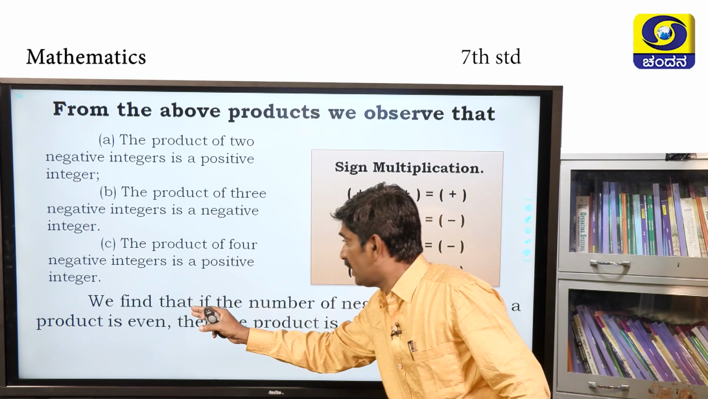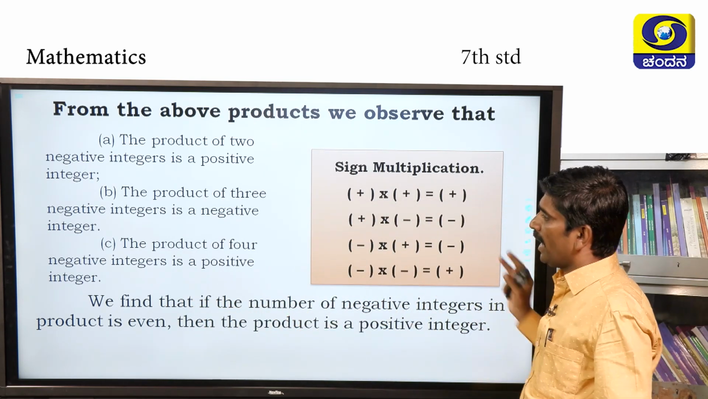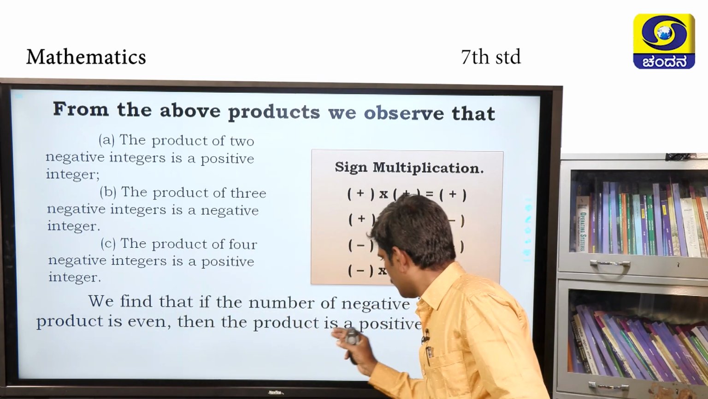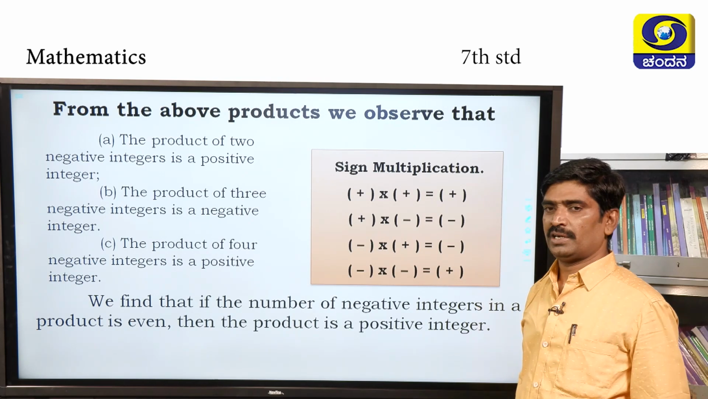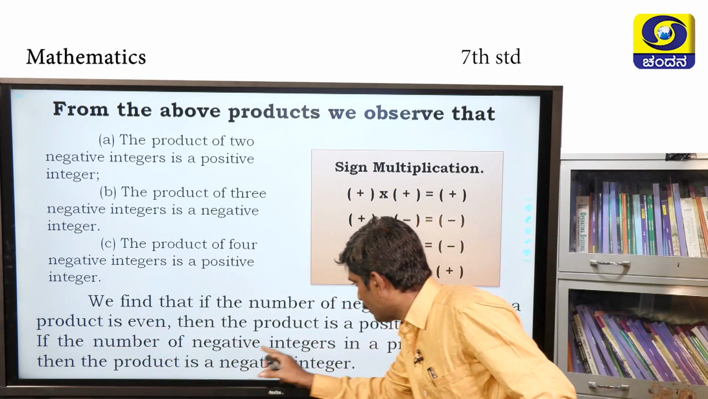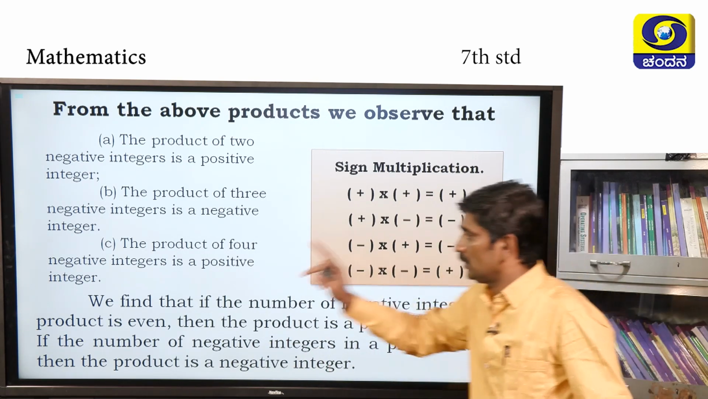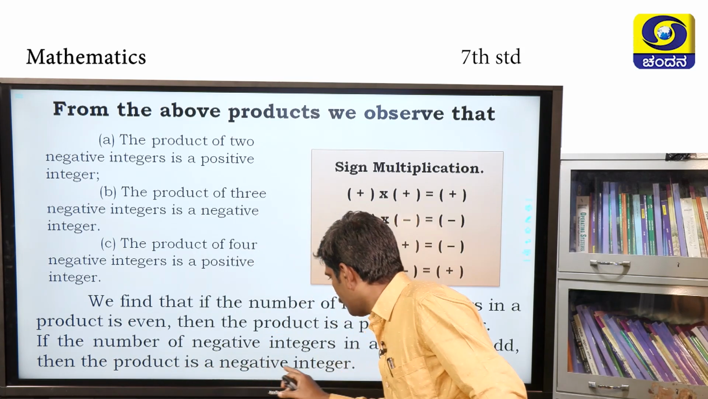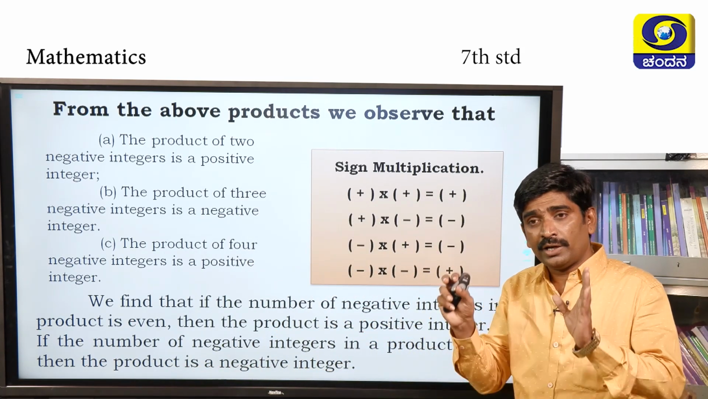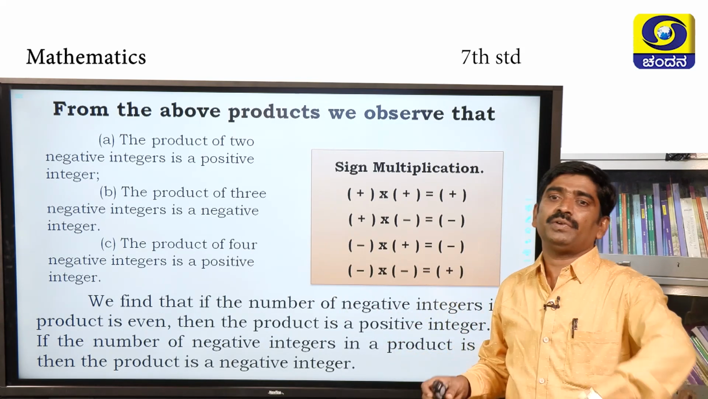Next, we find that if the number of negative integers in a product is even, then the product is a positive integer. If the number of negative integers in a product is odd, then the product is a negative integer. If in the problem the negative integers are in odd numbers, then the answer is a negative integer.